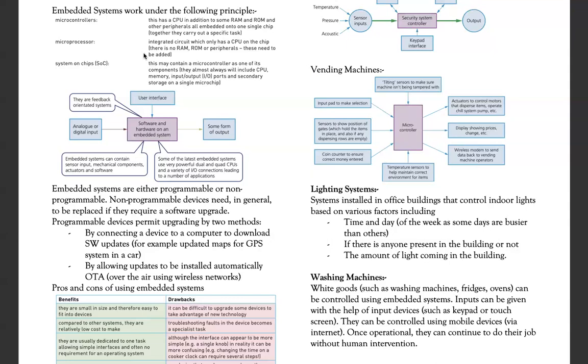Similarly, a microprocessor is something else. It's an integrated circuit which only has a CPU. There's no RAM, no ROM, no peripherals, and these can be added later. But on its own, it's just a single CPU.